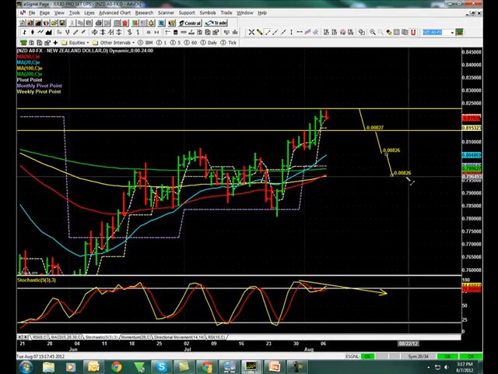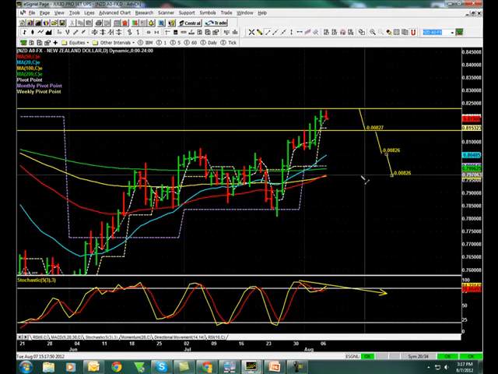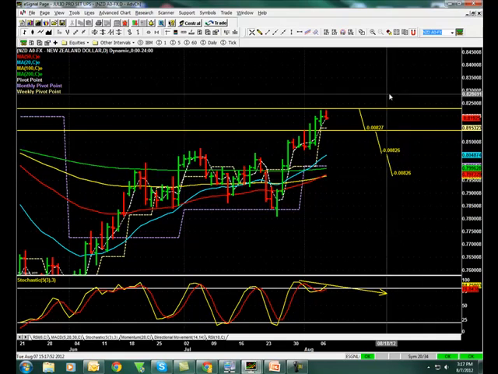2 to 1 there. Alright. 2 to 1 back down to the 50 MA. The 50 MA is going to move as well. 2 to 1 there, not bad.